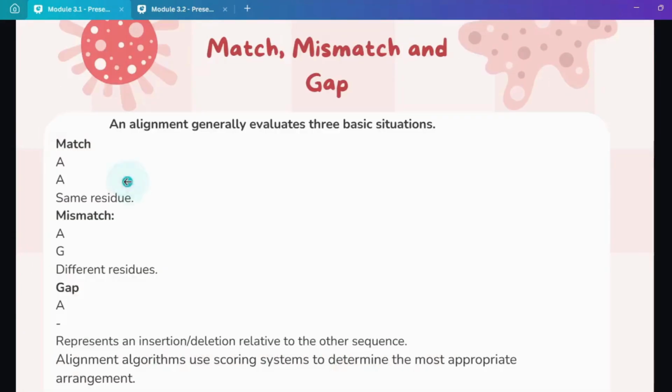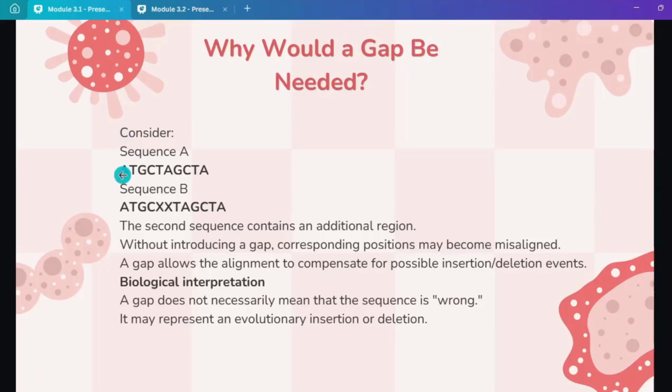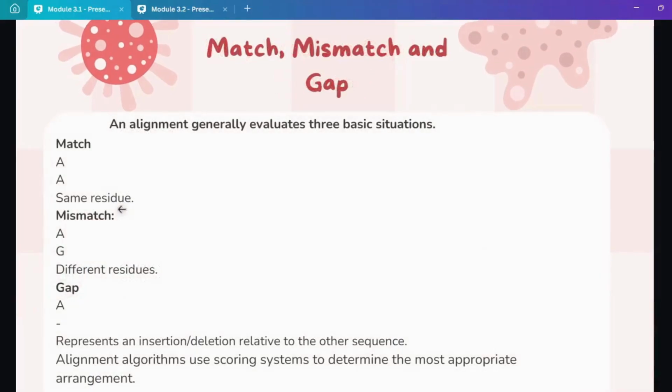Match, mismatch, and gap. An alignment generally evaluates three basic situations. First is match. A match, like A and A, means the same residues. For example, the first letter in sequence A is A, and the first letter in sequence B is also A. That is called a match: same residues.